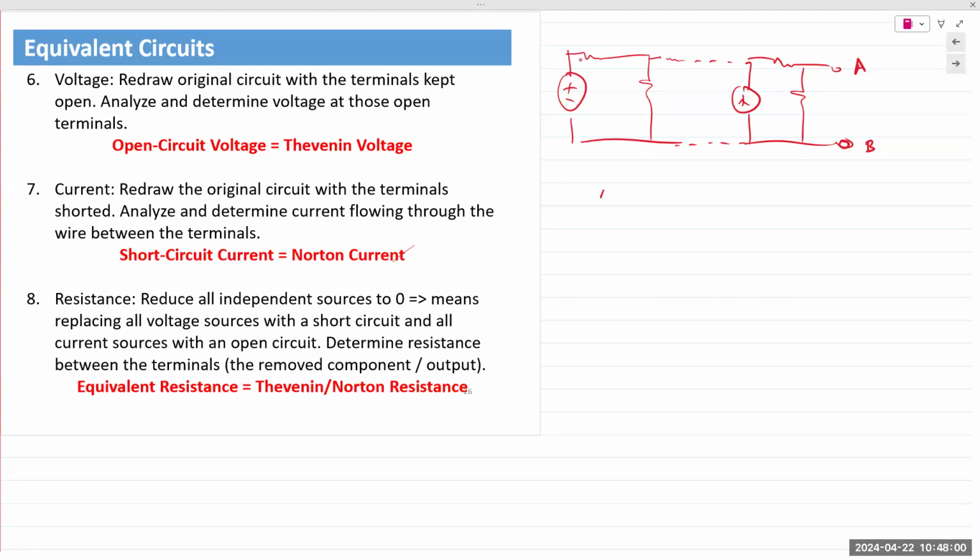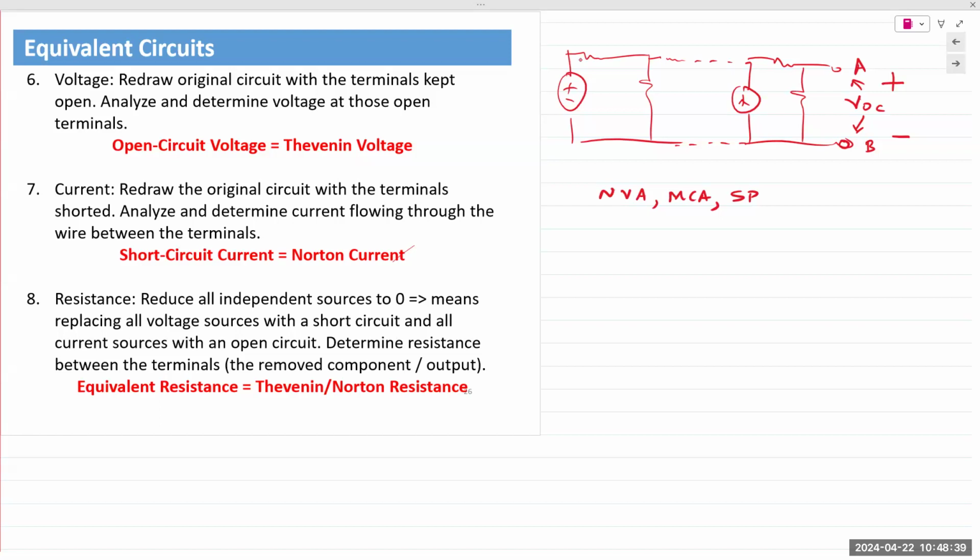You use any one of your three techniques to determine the open circuit voltage between A and B. Okay, you determine the open circuit voltage between the terminals A and B. That open circuit voltage is noted as VOC, and that is your Thevenin voltage for that circuit. That is the only modification you make. You do not have to make any other modification.